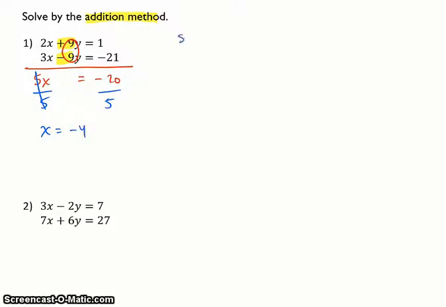Again, we're not done yet. What we just found is the x coordinate. The x coordinate is negative 4. We then need to find the y coordinate. So to solve for y, I can use any of the equations. For this one, I'm going to use the second equation. We know what x is, so we're going to substitute negative 4 for x. 3x minus 9y equals negative 21. And x is equal to negative 4.